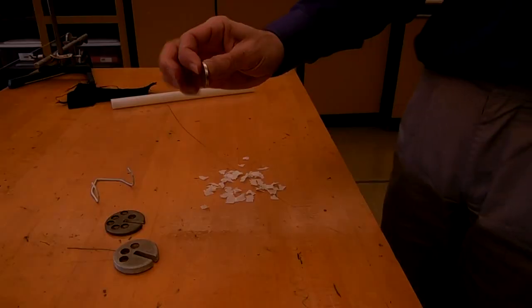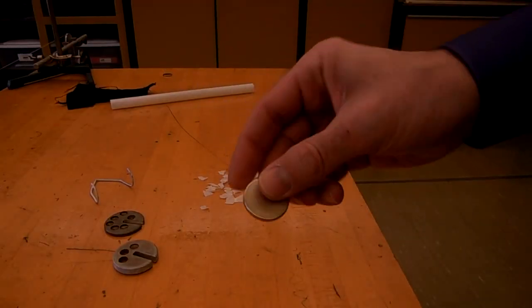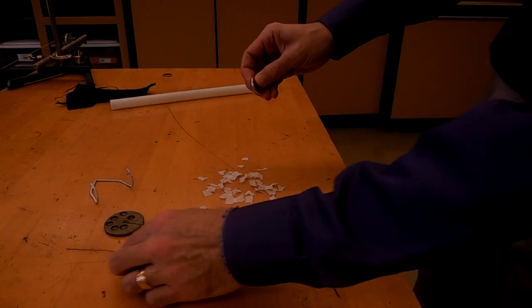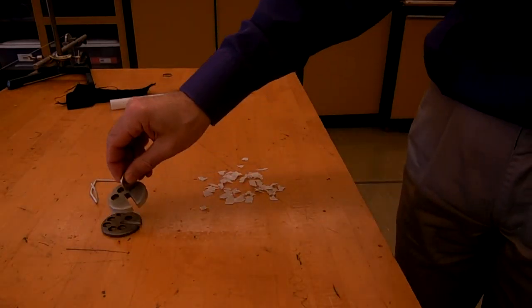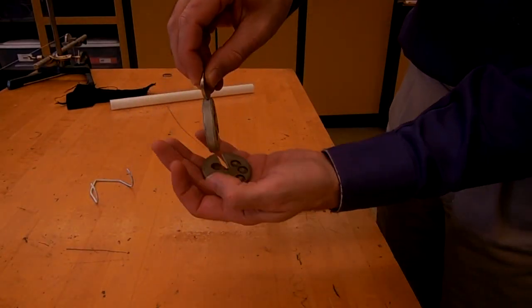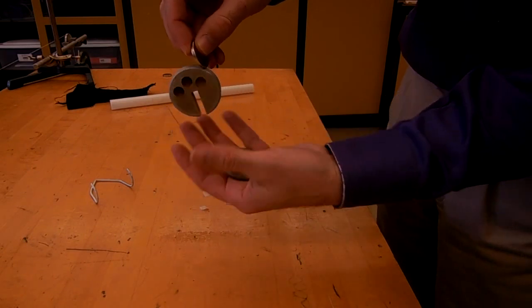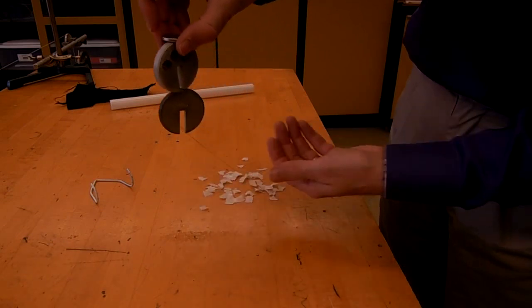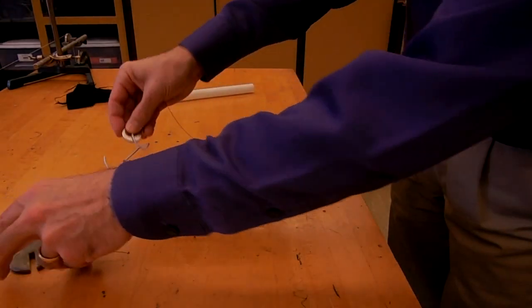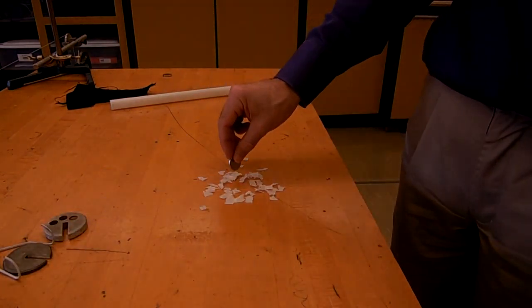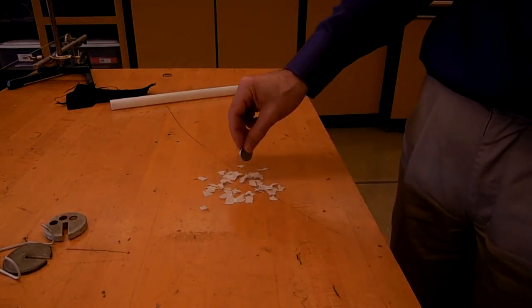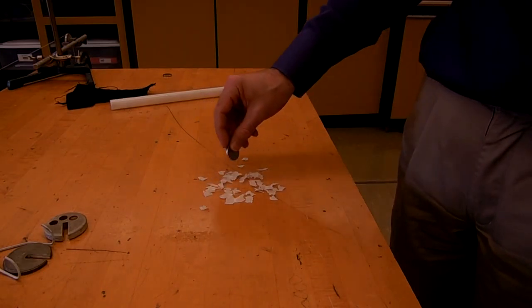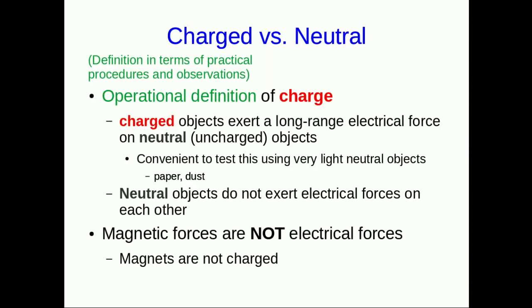We can see other things too, like this magnet. The magnet is different. There are lots of things it'll pick up. All these various pieces of steel it will pick up quite easily. However, it won't pick up the little pieces of paper. This tells us that it isn't charged. It's not exerting electrical forces. We will eventually talk about magnetic forces, but the point I want to make right now is that magnetic forces are very different from electrical forces. The magnet is not charged.